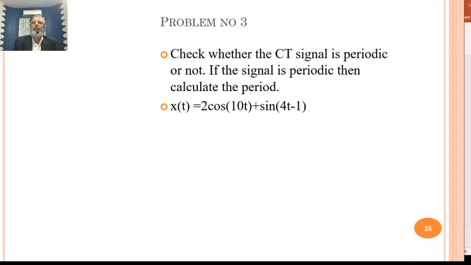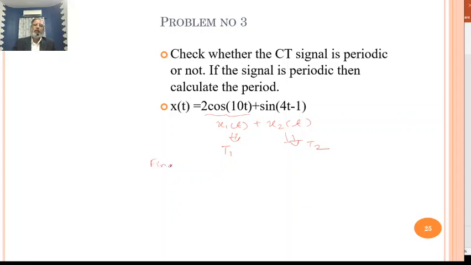Now we will solve this problem: check whether this CT signal is periodic or not. If the signal is periodic, then calculate the period. Now this signal x of t consists of x1(t) plus x2(t). For x1(t) we will consider the time period T1, and for x2(t) the time period T2. Then first find out T1.